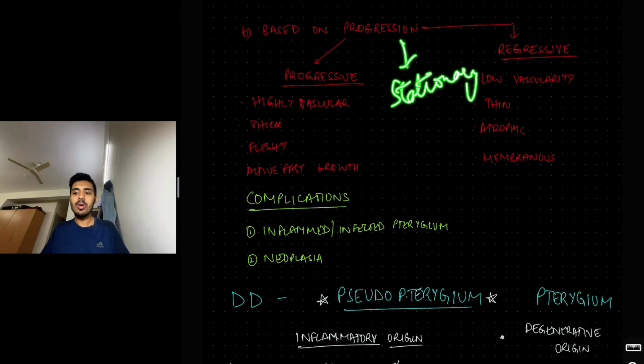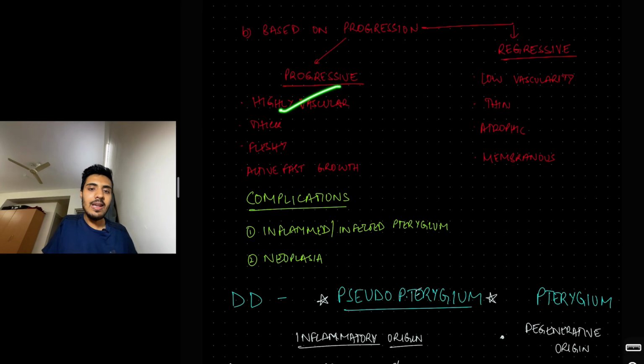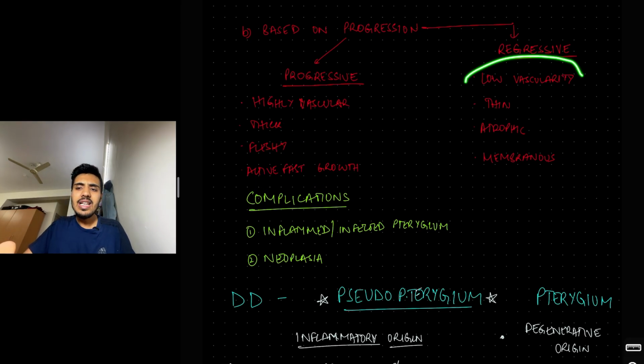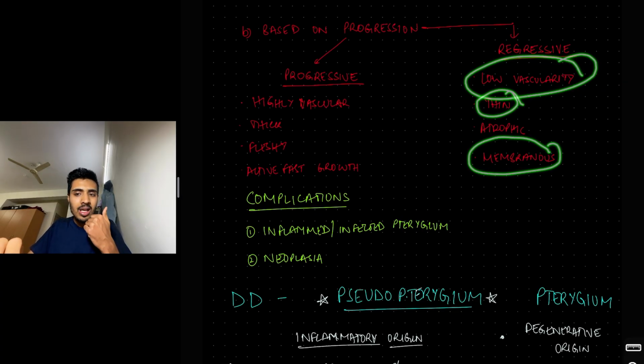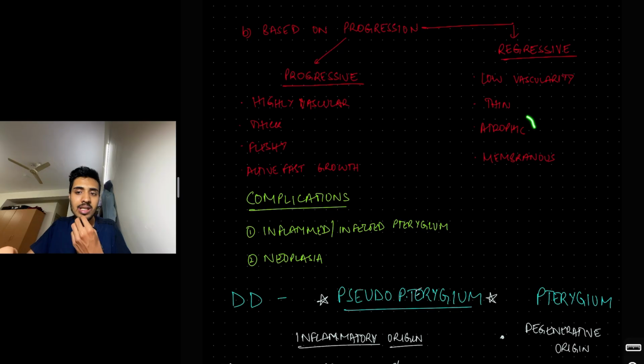Now what is progressive pterygium? As you can see in the name, it is growing. So obviously it will be highly vascular, it will be thick, it will be fleshy, it will have active fast growth. Whereas regressive pterygium on the other side will have very little vascularity. It won't be thick and fleshy, it will be thin, membranous, it will be atrophic. Why atrophic? Because it is not fast growing, it is trying to regress, it is coming down. So that is why it is regressive.